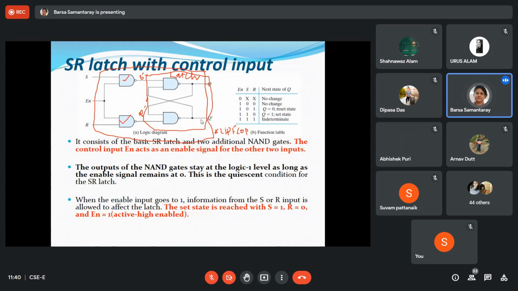I have written here also. Flip-flop. Okay, so this one is known as flip-flop, but only this part is known as latch. So with the latch, if we are adding an extra controlled input, then that latch is converted to flip-flop. Okay, and now we are discussing so many types of flip-flop.